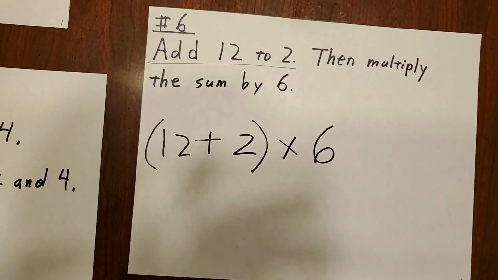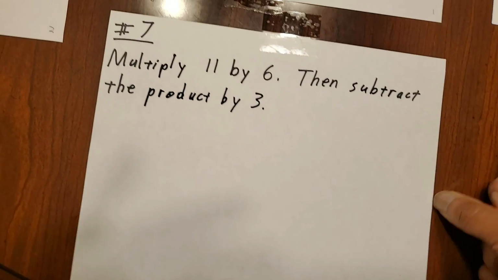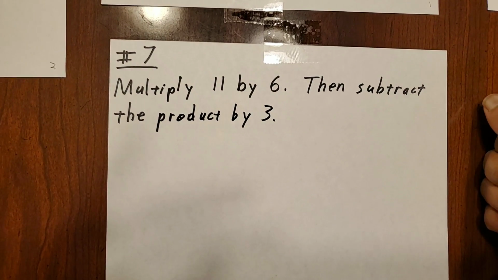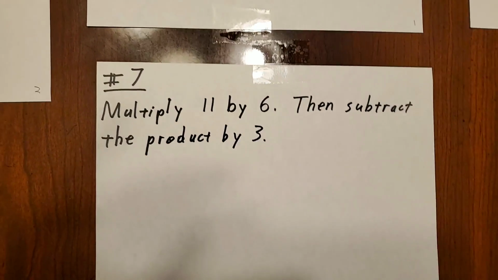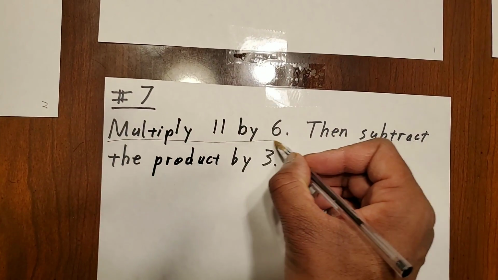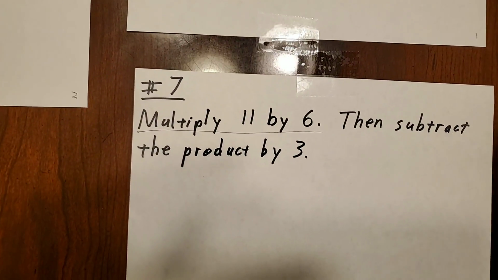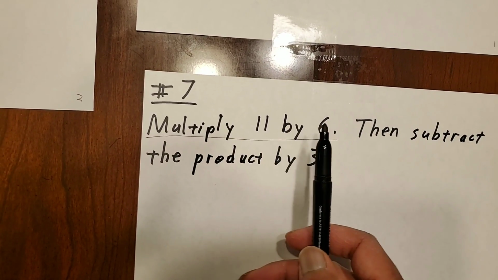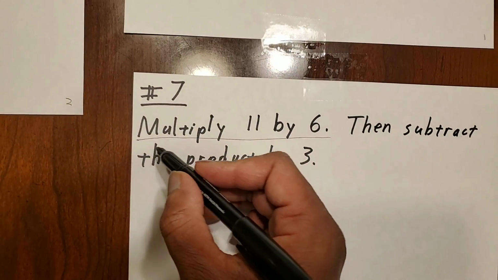Now let's go on to number 7. Okay. Multiply 11 by 6. Then subtract the product by 3. So what is the first thing we're going to do? We are going to look at the first sentence. As we look at the first sentence, we're going to look for keywords that let us know what operation we're going to use. Okay, multiply 11 by 6. That's real easy. I see multiply.